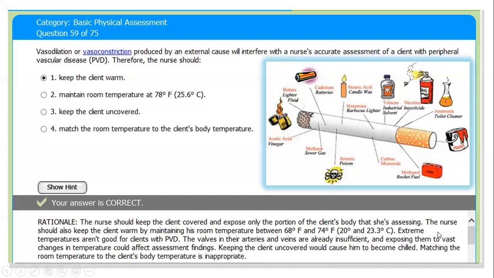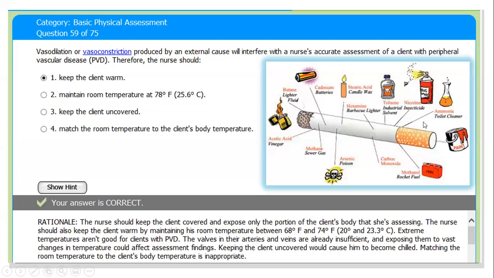In between, extreme temperatures are not good for the client with peripheral vascular disease. The valves in their arteries and veins are already insufficient, and exposing them to vast change in the temperature could affect assessment findings. Keeping the client uncovered would cause him to become chilled. Matching the room temperature to the client's body temperature is inappropriate.